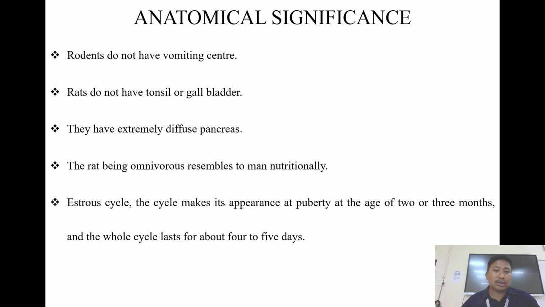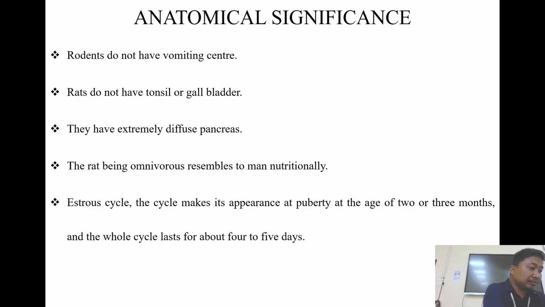Second, rats do not have tonsils or a gallbladder. So again, studies related to the tonsil or gallbladder we cannot carry out. Third, they have an extremely diffuse pancreas. So what does extremely diffuse pancreas mean? If we visualize the liver or the stomach, it has a particular shape and particular weight. But in the case of the pancreas, it is diffuse, so we may not get a specific shape, but it is present and we can also carry out experiments on it.